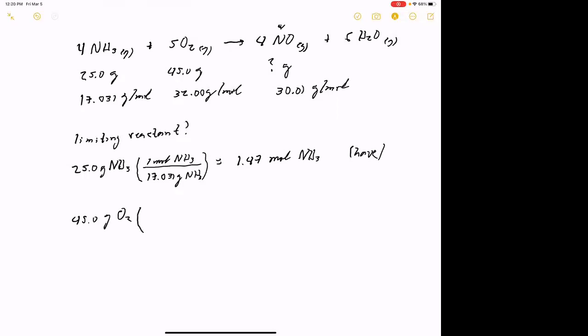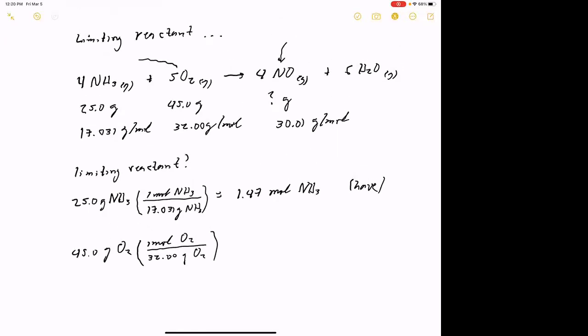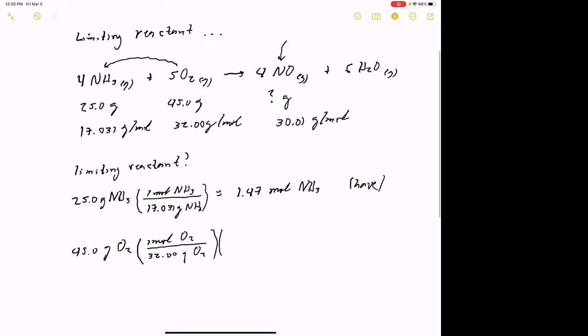Okay, so focusing on the oxygen now, I've got 45 grams of that. Take it to moles. We always do that first. So we know that 1 mole of oxygen gas corresponds to a mass of 32 grams of it. Okay, but now what I can do is I can use my mole bridge, right? Because I want to take this back to ammonia and find out how much ammonia I'm going to need to react with all of that oxygen. So I can establish a mole ratio based on that mole bridge, in this case, between oxygen and ammonia.